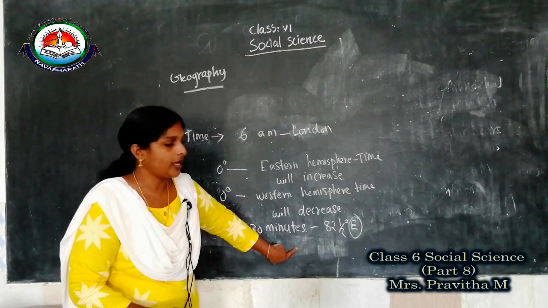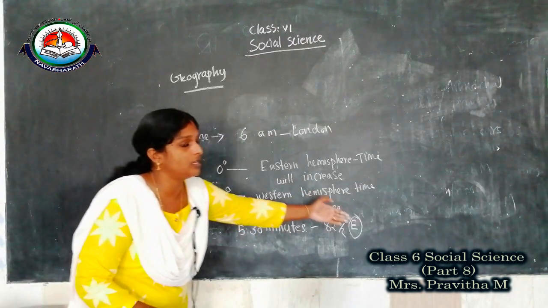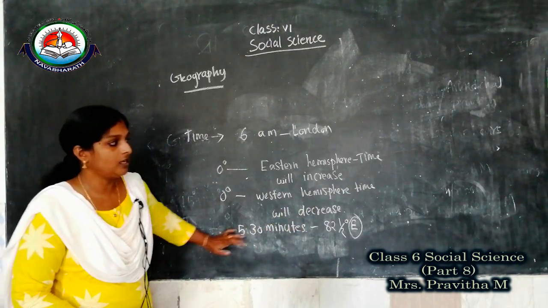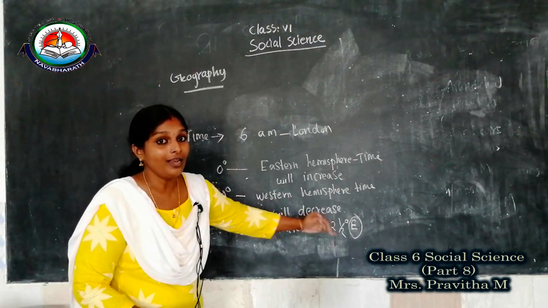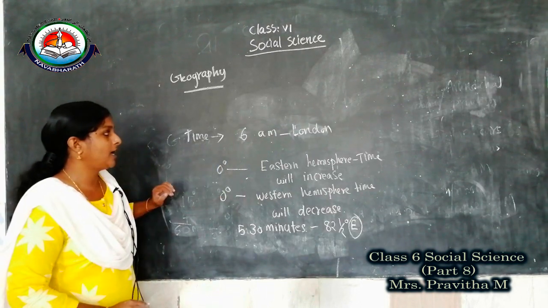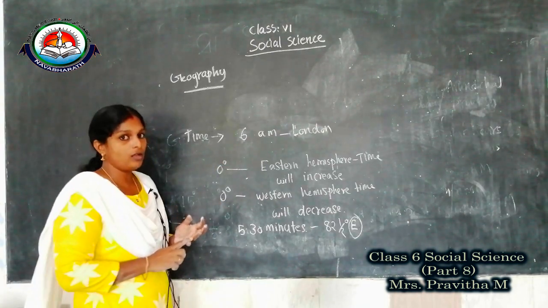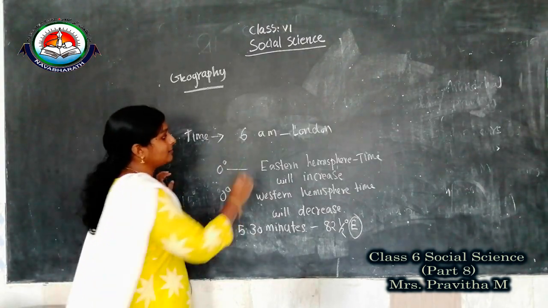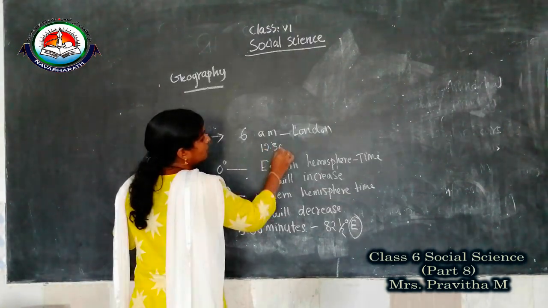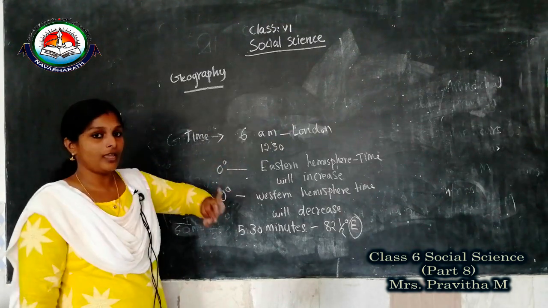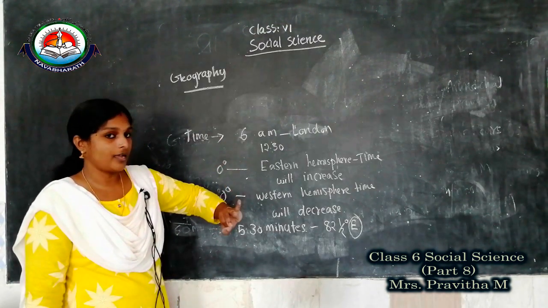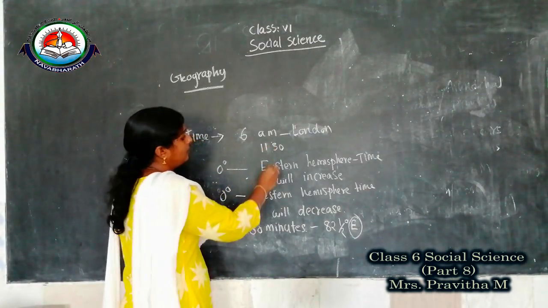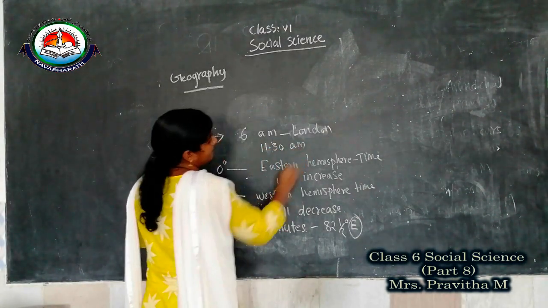You know the difference between Greenwich time and Indian time is 5 hours and 30 minutes. Will that 5 hours and 30 minutes increase or decrease? We are in the eastern hemisphere. Tell me, will time increase or decrease? Time will increase. So what about the time? 7 o'clock, 8 o'clock, 9, 10, 11, 12, 12:30. 6, 7, 8, 9, 10, 11, 11:30. Time will be 11:30 a.m.